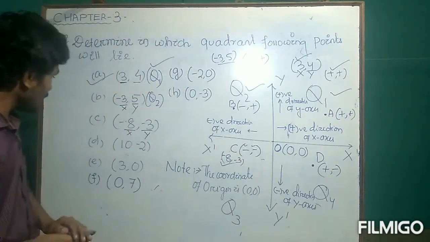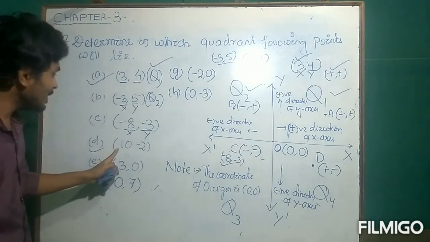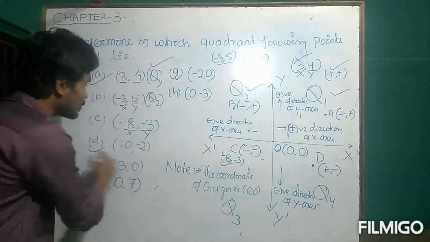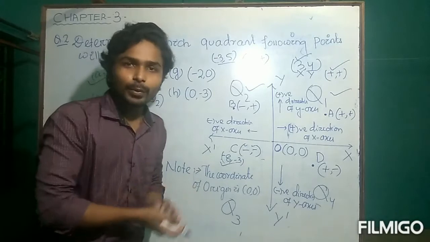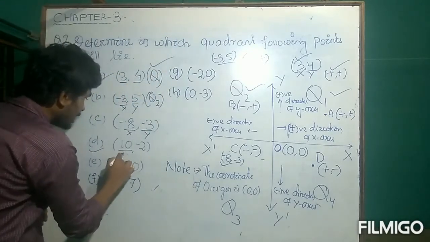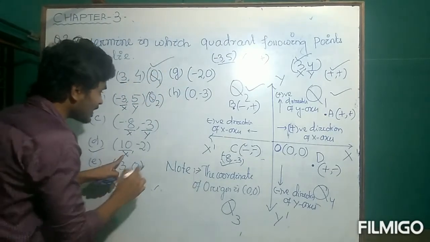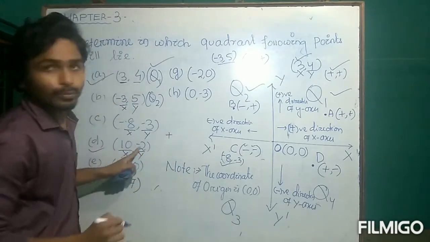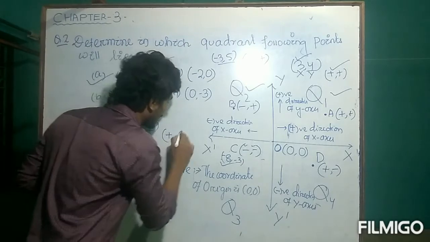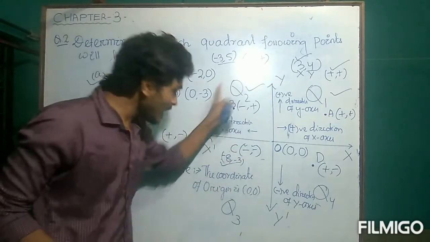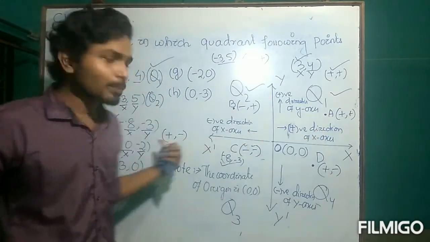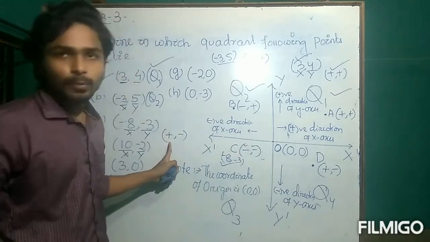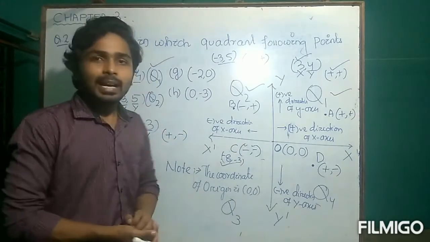So now coming to the fourth point. We have to find the quadrant in which the point 10, minus 2 will lie. Here 10 is the x coordinate, so its sign is positive, and the y coordinate is minus 2, where the sign is negative. So you have to identify, out of these 4 quadrants, in which this point will lie, having x coordinate sign positive and y coordinate sign negative.